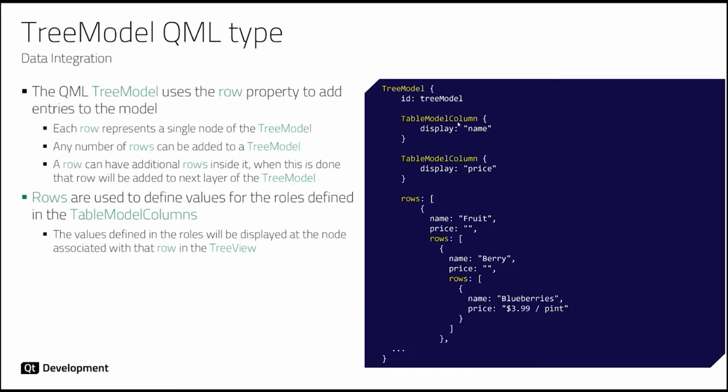So we see this in this example here where I've got a row property, and that row property is using its own row property to create a child node of it, and subsequently thereon, we can create a complex tree in this fashion.